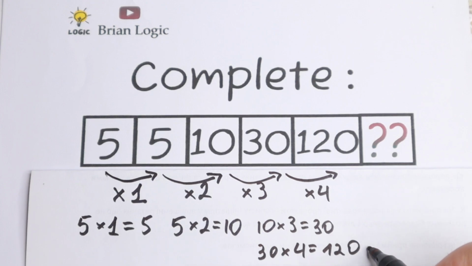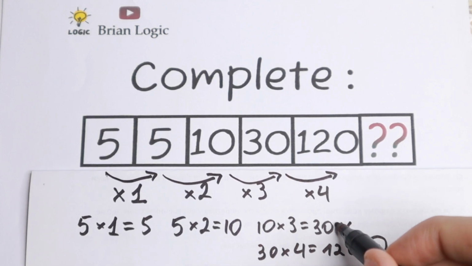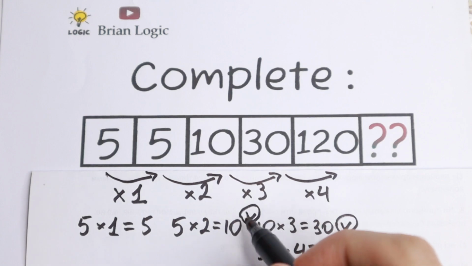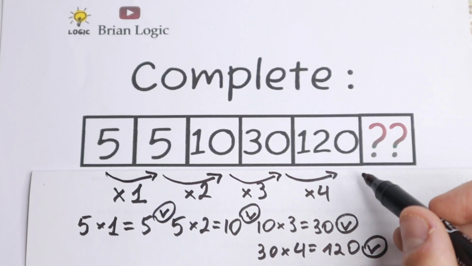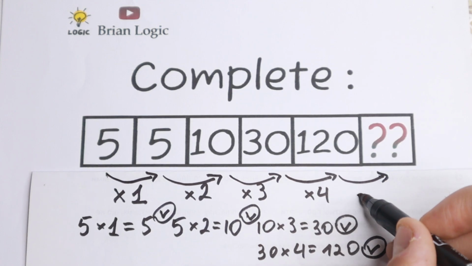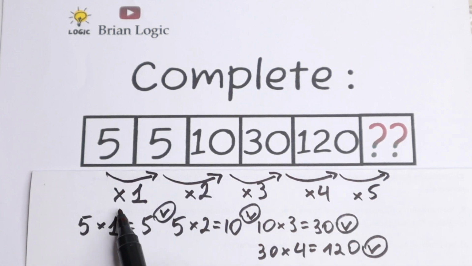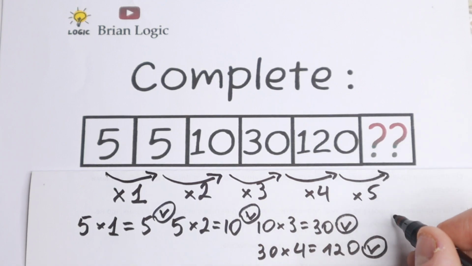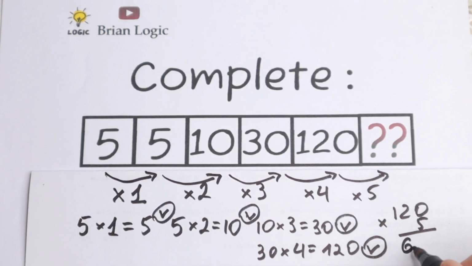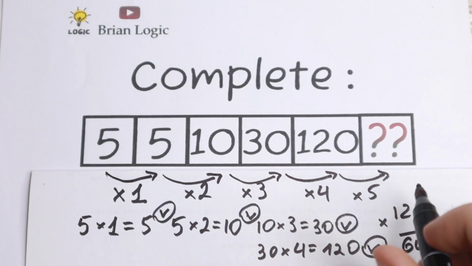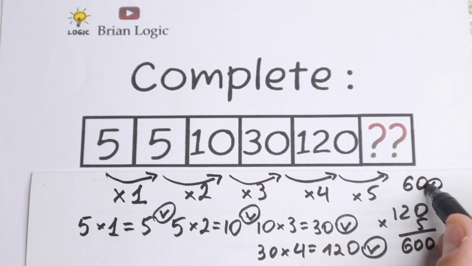So this pattern works in all cases. Right here, and right here. This is good for us. So we need to multiply this number by which one? Of course by 5, because there is an order of natural numbers 1, 2, 3, 4, 5, and if we multiply 120 by 5, we will have, of course, 600, and this is our answer. So the last number is 600.